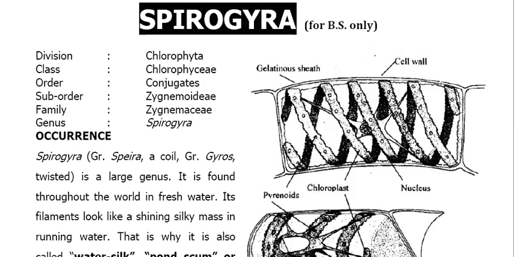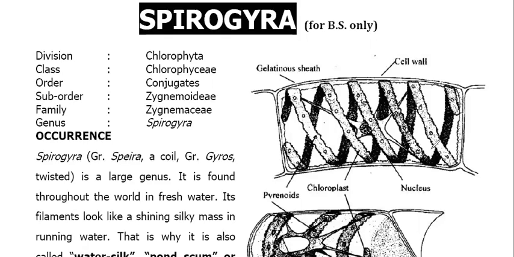Spirogyra belongs to the division Chlorophyta, class Chlorophyceae, order Zygnematales, family Zygnemataceae, and genus Spirogyra.